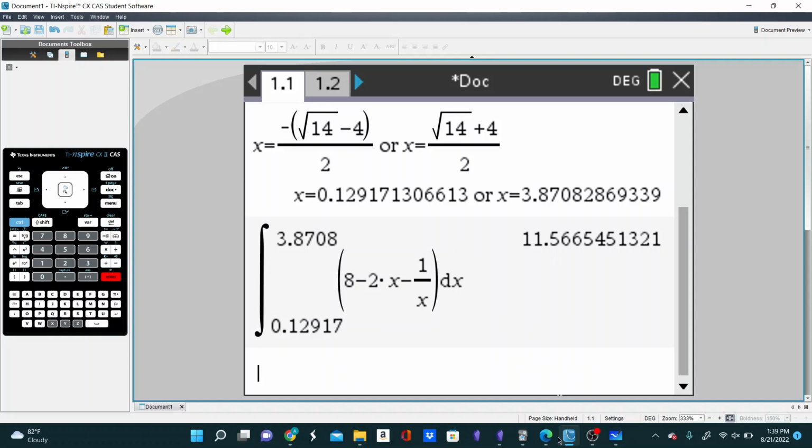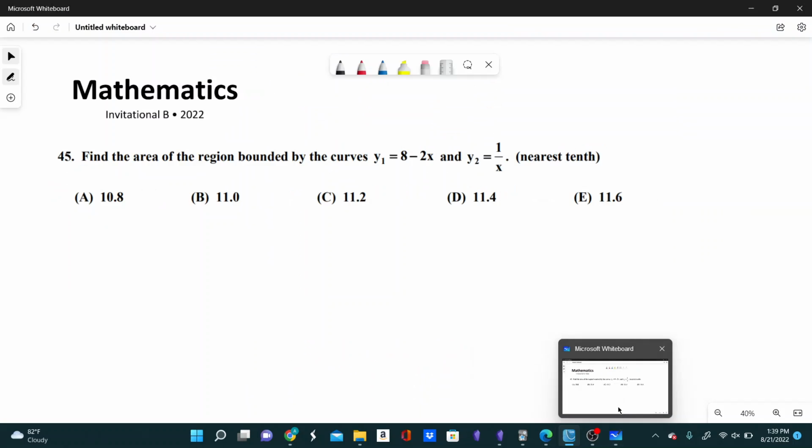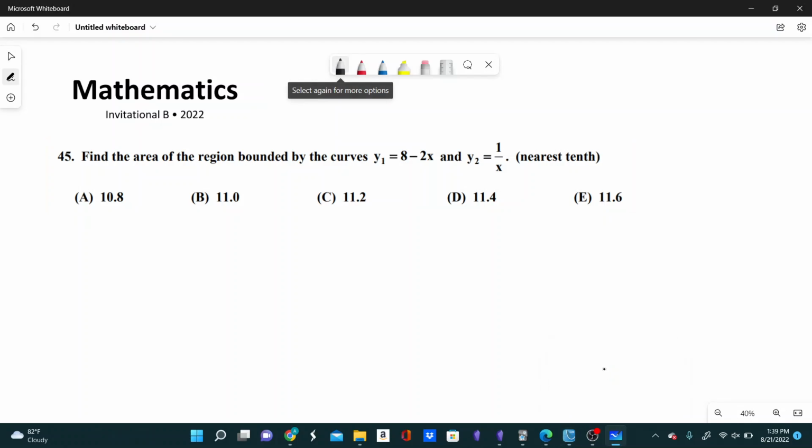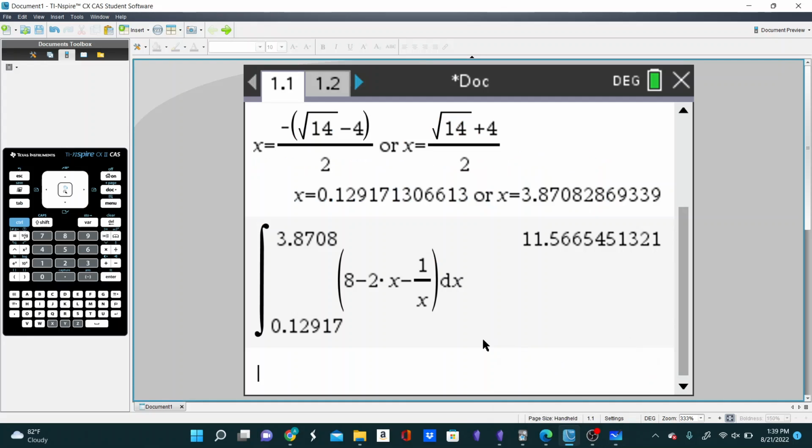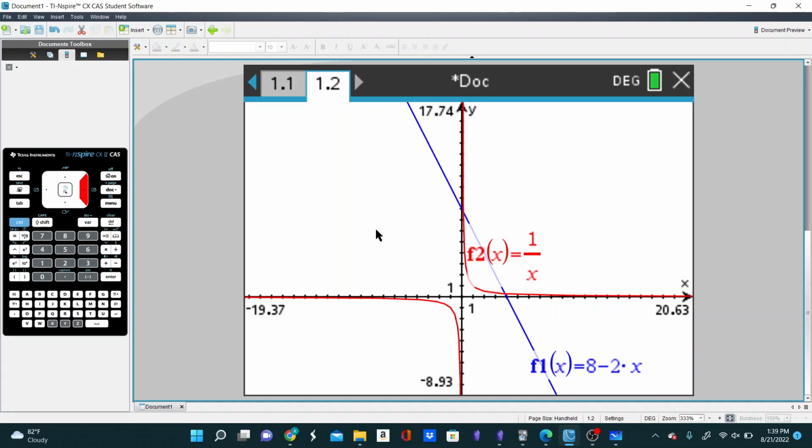So let's see what they want us to round to in our problem. 11.6, yes, the nearest tenth. Yeah, so that's our answer choice E. And a little bit about this. This may seem a little bit weird, why we're subtracting these two things inside of our integral. But imagine you were just finding the integral of 8 minus 2x over this interval.